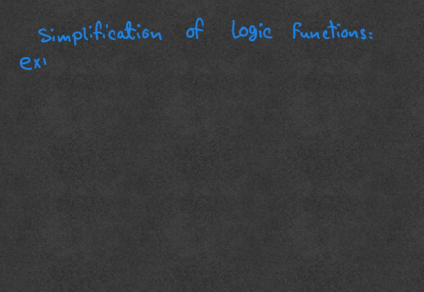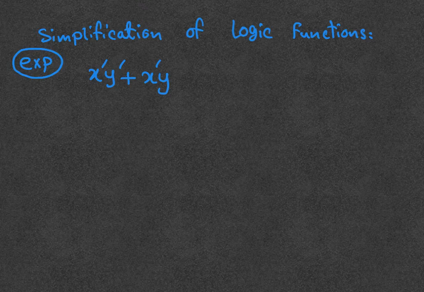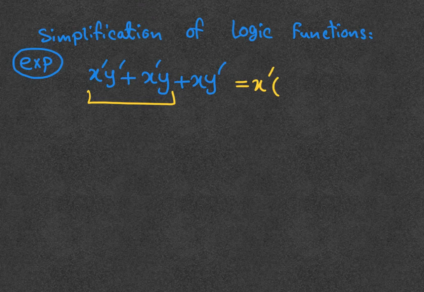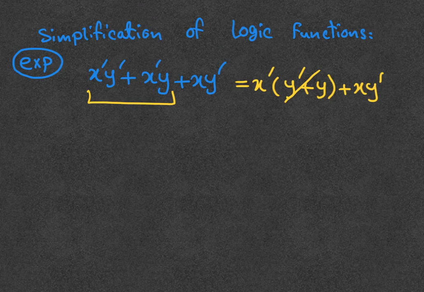So let's see the first example, x prime y prime plus x prime y plus x y prime. Let's say you have this Boolean expression and you want to simplify it. You can factorize x prime from the first two terms, and you get y prime plus y, and then x y prime. Now y prime plus y is equal to 1, so you get x prime plus x y prime.